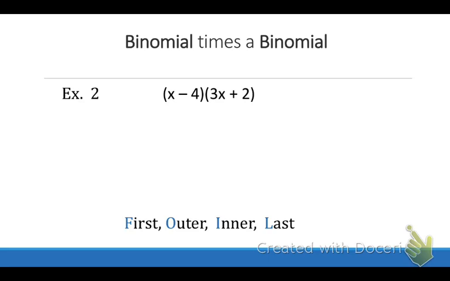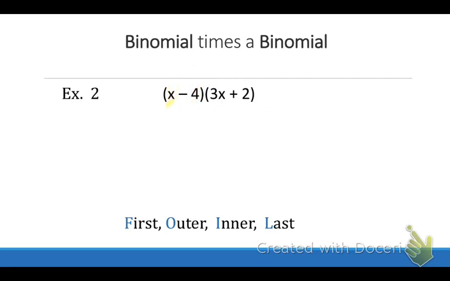Now, binomials times binomials. You're just going to be distributing over and over, but there are different tricks that teachers have come up with to help students remember this process. Now, this is only true for a binomial times a binomial. What you need to do is take this first x and multiply it by the 2 terms in the second binomial. Then you'll take negative 4 and multiply that by the 2 terms in the second binomial, which means you're going to have 4 multiplications.